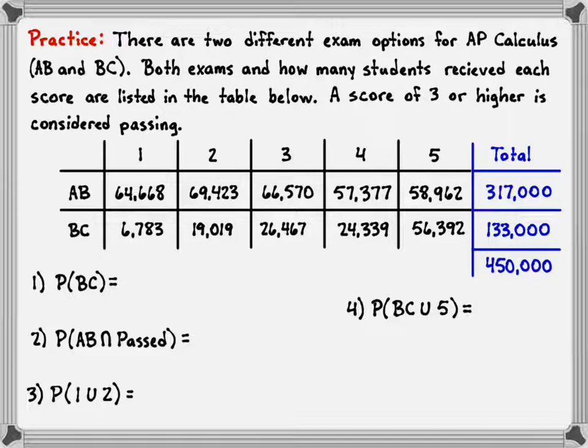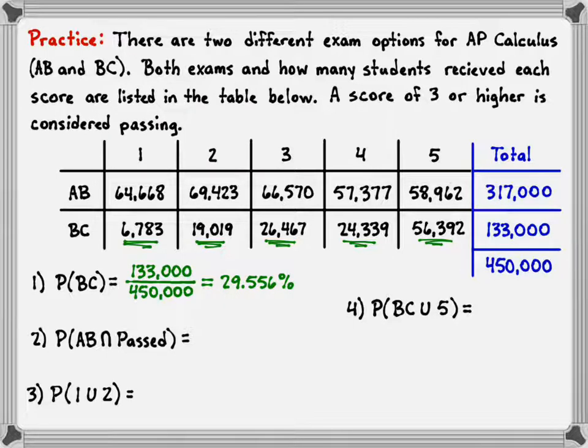students. In question 1, it says, what's the probability of BC? What's that mean? It means what's the probability that the student took the BC exam? Well, how many students took the BC exam? What's our event space? Our event space is all of these added up, which is 133,000. And then our sample space is going to be the total amount of students that took a calculus exam, so 450,000. We can knock off a bunch of those zeros, and then we can divide if we want. We end up with 29.556%.